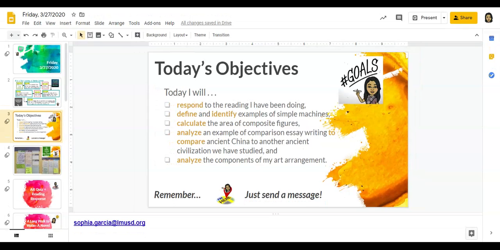And then analyzing the components of my art arrangement. So hopefully all of you already have your art arrangement ready to go. And you will see that Ms. Garcia's posted an example of how to analyze those using some information from our previous unit, Unit 5.